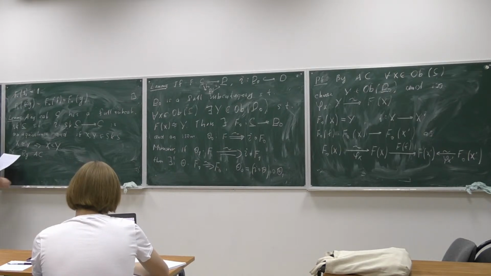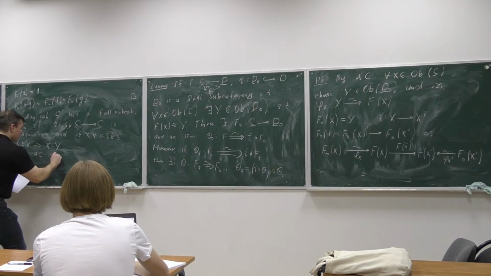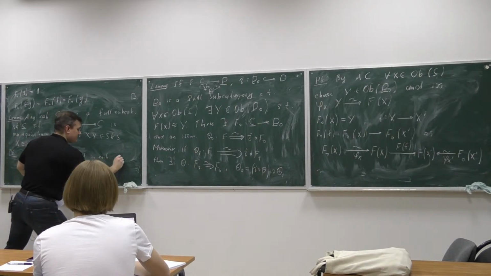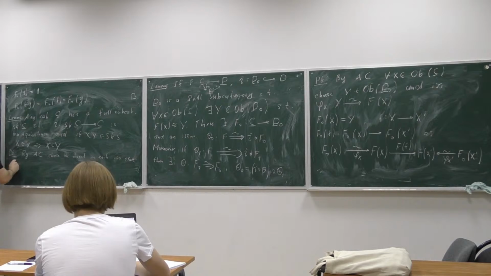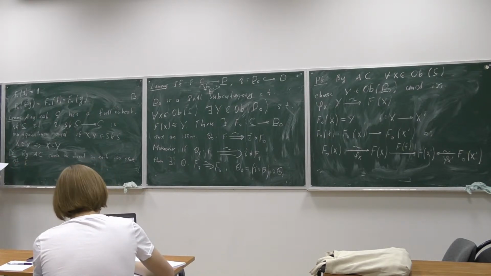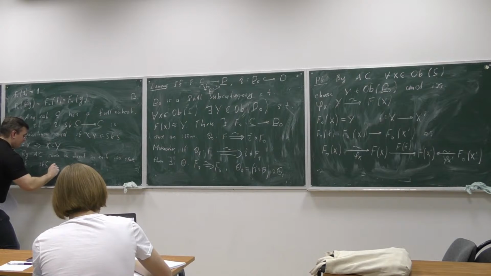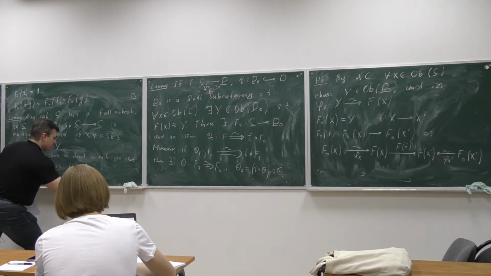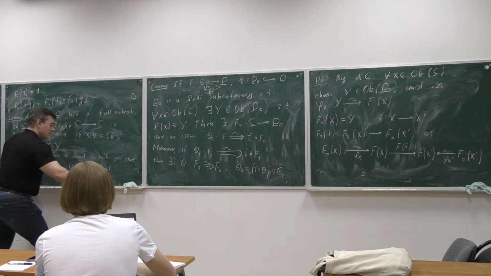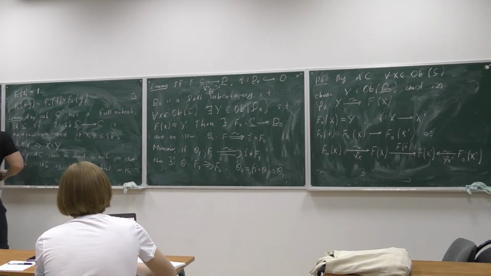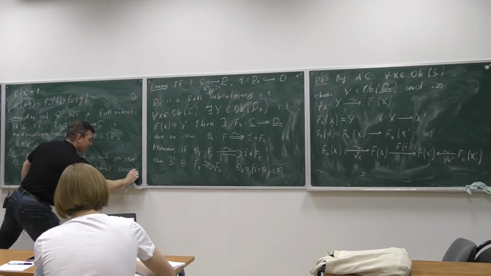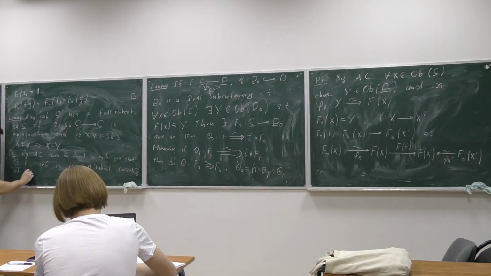So by the axiom of choice, again, I can choose one object in each isomorphism class of the category C, and just define the skeleton of C as the full subcategory consisting of such objects.